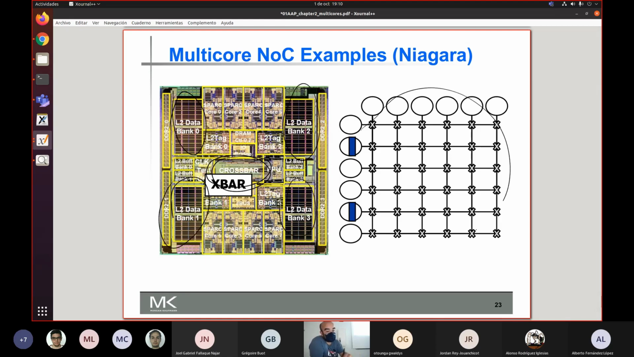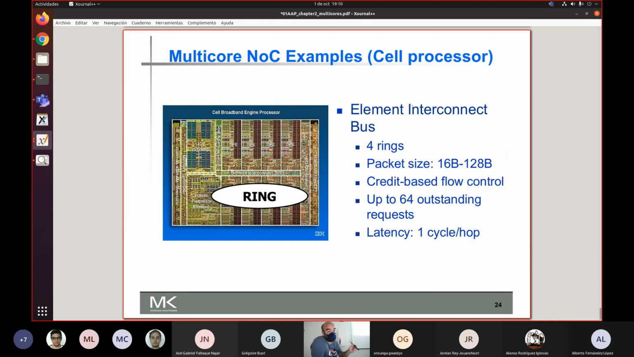This is a possibility, and the other is the one in the Cell processor, the one that I mentioned before. These are the small processors that I mentioned before, and this is the bigger processor, the main computing unit. And here the interconnection is a ring, so you can imagine how it works. Everything is connected to a ring that is like a shared interconnection system. And that's it. Any questions about this?